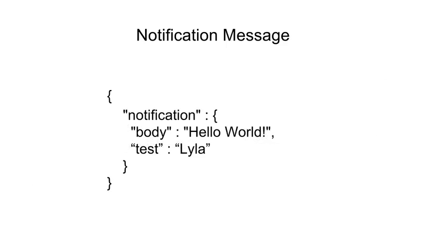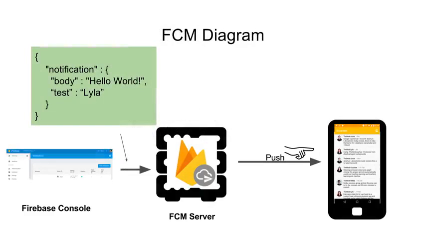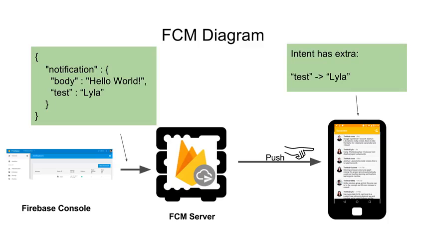Now, using the Firebase console, it's also possible to send a little bit of extra data along with the message. In this message, the extra data has a key of test and a value of Lila. This extra data will get passed from the console to the FCM server with the rest of the message. And that in turn is sent to your app. The automatically generated notification on your device will open the activity using an intent. And it's this intent that has the little bit of extra data that you sent along with the message.